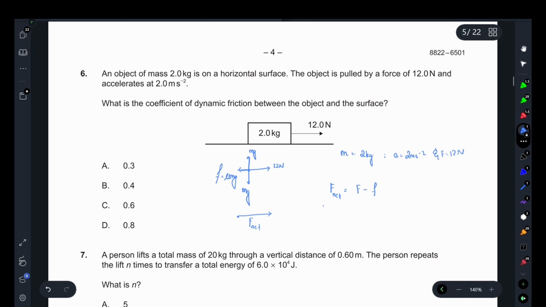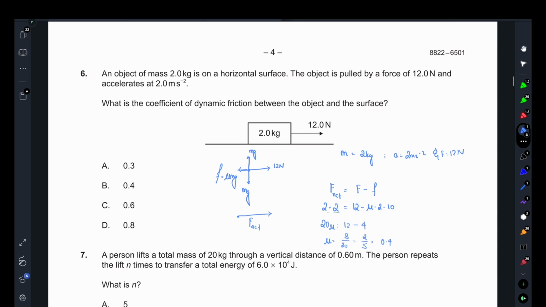Let's write out F net as m times a, which is equal to 12 newtons, minus mu, which is unknown, m, which is 2 kilograms, and g, which is, for this example, let's call it 10. And let's go ahead and write these values out as well: 2 kilograms times 2 meter per second squared. So 20 mu is equal to 12 minus 4. Mu is equal to 8 by 20, equal to 2 by 5, equal to 0.4. Therefore, question number 6, option B is the correct answer.